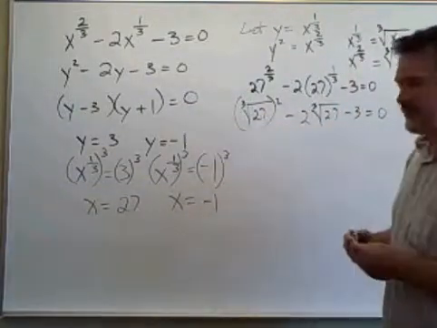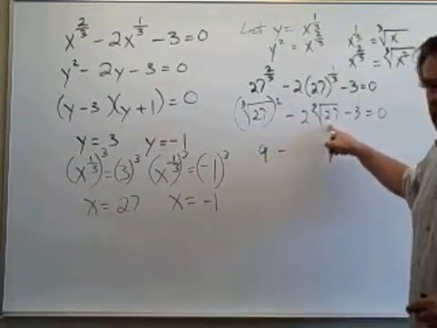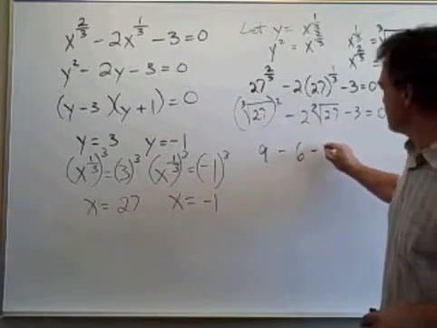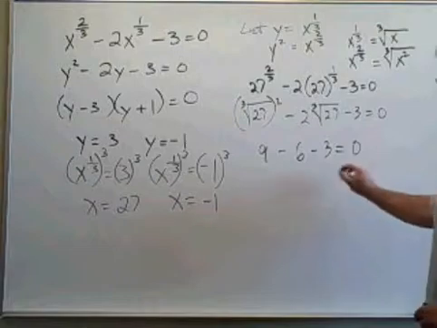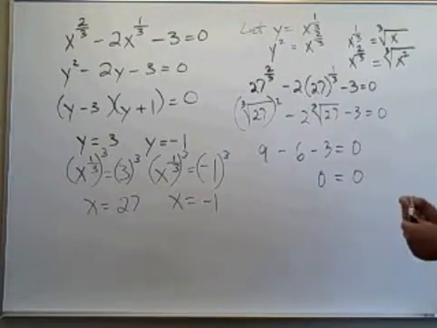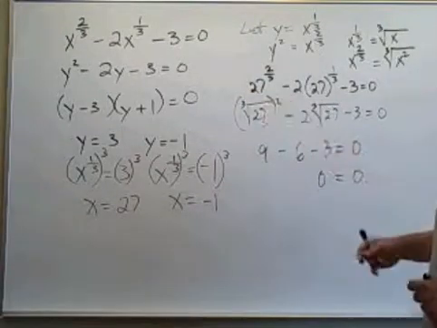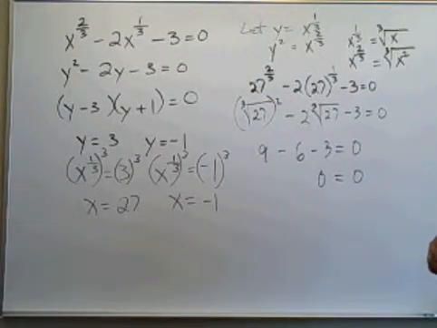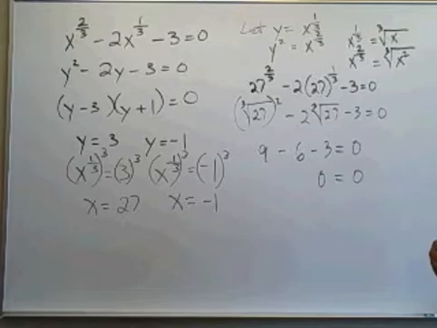Well, the cube root of 27 is 3. 3 squared would be 9. Minus the cube root of 27 is 3. 2 times 3 is 6. And 9 minus 6 minus 3 indeed is 0. So that solution works. And I believe if we tried the other solution, we would find that likewise it also works. So we have two solutions here that are going to work for us for this original equation that was quadratic in form.